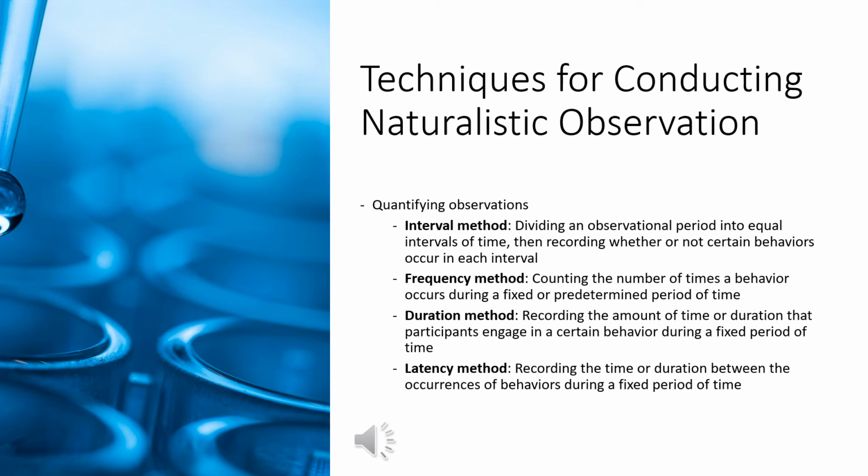In interval recording, the entire observation window is split up into blocks of time. So the observer observes whether or not a behavior occurs during the time frame that they're supposed to be watching. There's a few variations on interval recording, like the whole interval and the partial interval. The primary purpose of interval recording is time constraints.